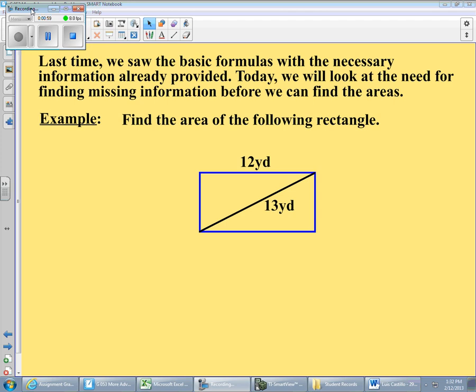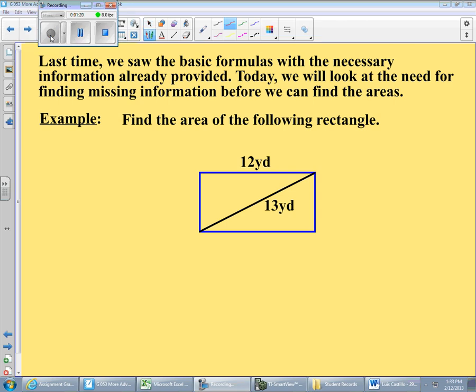Okay, we'll start off with this one. Find the area of the following rectangle. Let's jot it down and figure out what is going to be needed and what type of strategies we might use in order to help us find whatever might be missing. Okay, so I'll give you a moment to copy it.